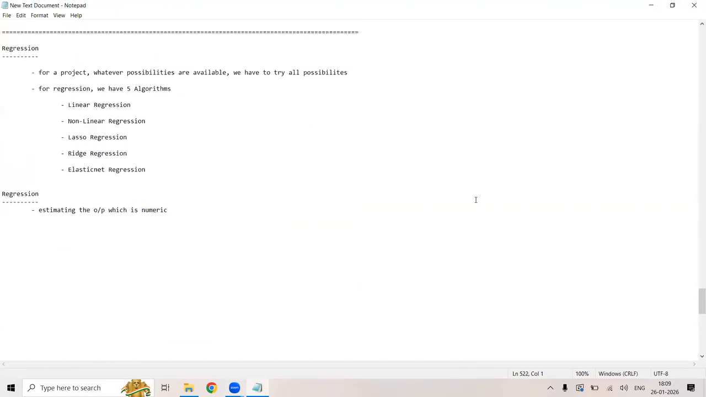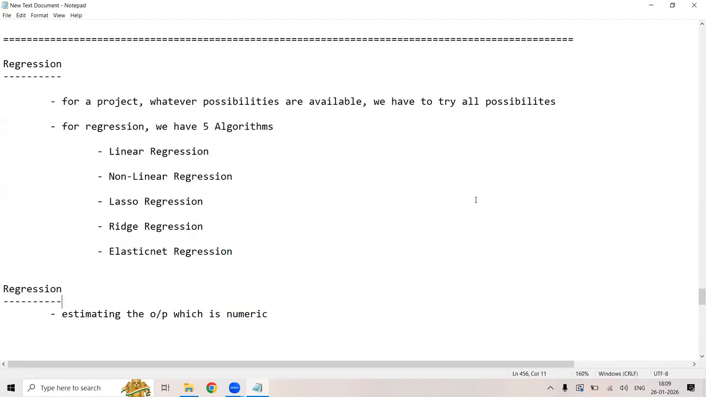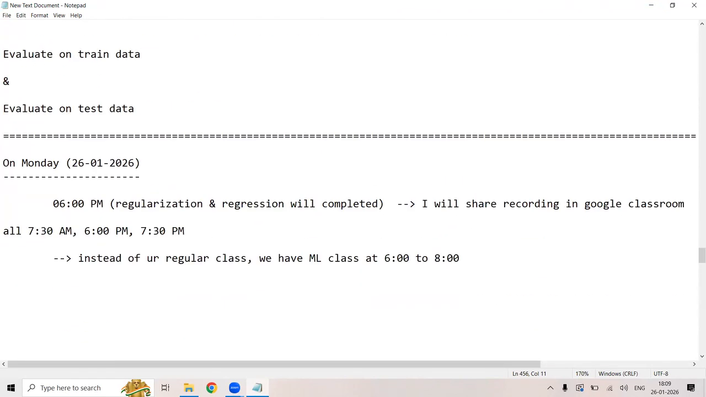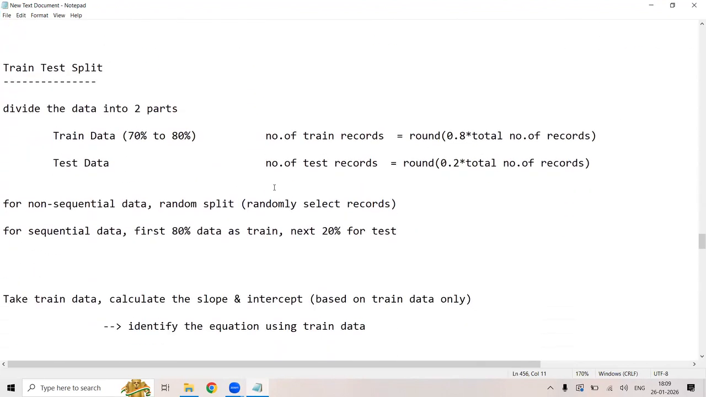So, in the last class, we were discussing the different types of this one. Now that is train test split. We have discussed train test split, where we divide the data into two parts. The train data is around 80% and test data is 20%. So 20% of the data means 0.2 times the total number of records, and we apply the round figure. If the number of records is something like 121 or 122, you multiply that number by 0.8.